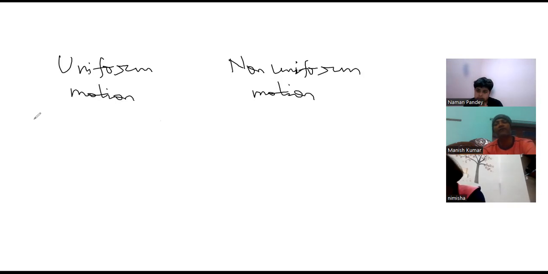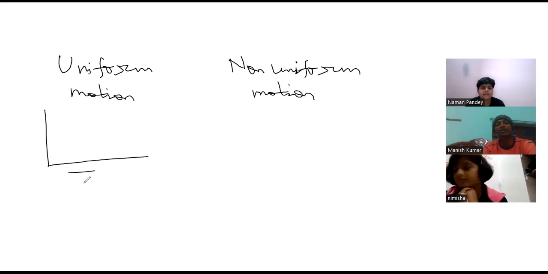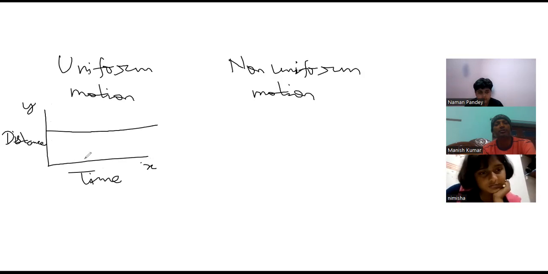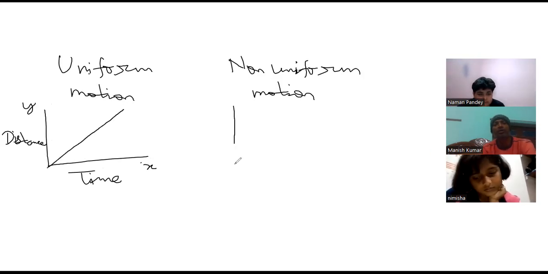How will be its graph? Suppose this is the x-axis, this is the y-axis, and this is the distance traveled. This down is time. So you mean to say this straight line? Yes, sir, this slant one, like this.